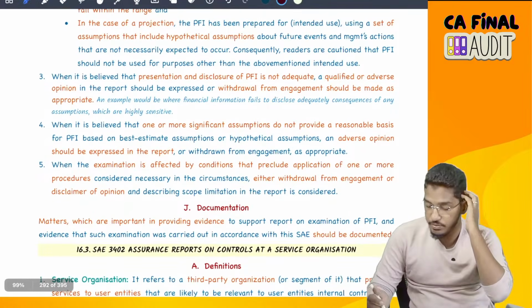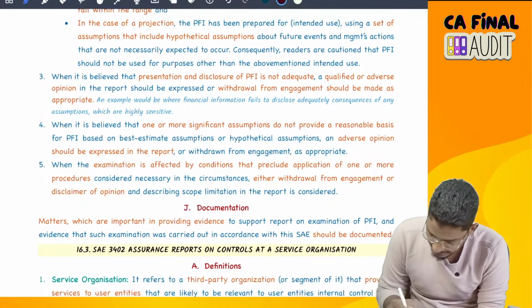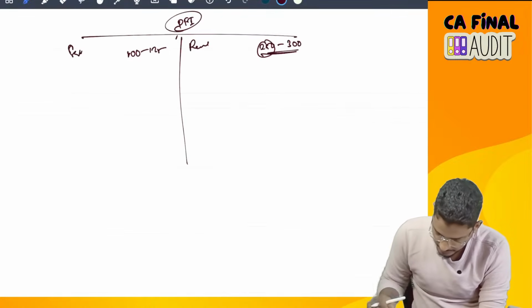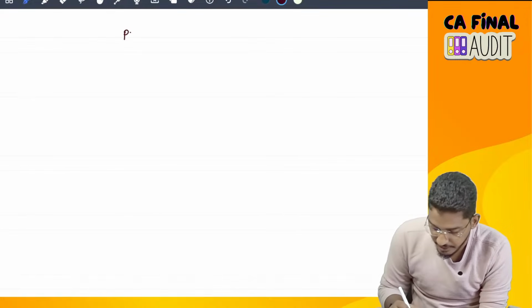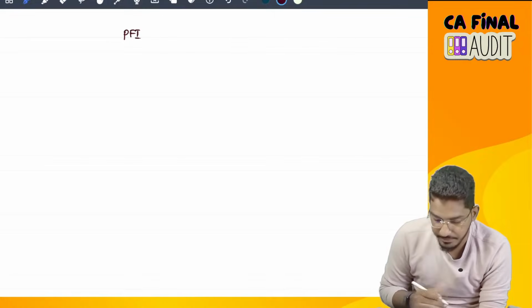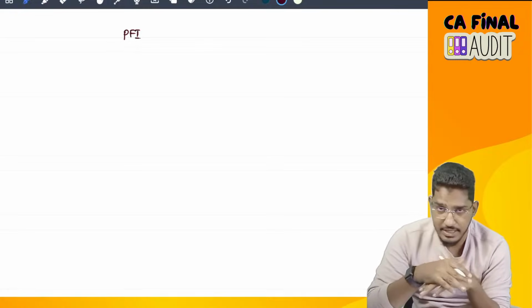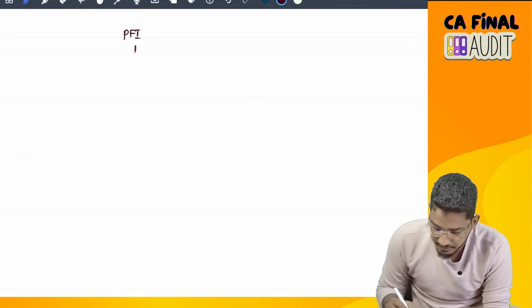In the modifications to the opinion, I will try to explain it. Right. So these points I will try to summarize, what they are trying to say here. Sir, when we have to give the modified opinion, say for example, you have verified the prospective financial information. Very important point, guys. Here most of the students will often get confused. They have a chance of getting tested in the MCQs also.